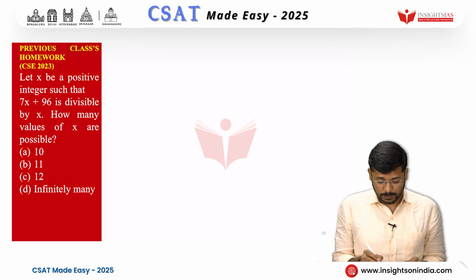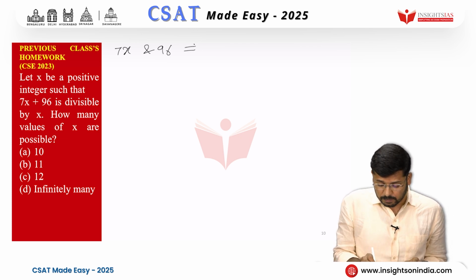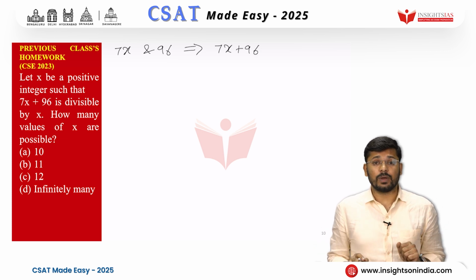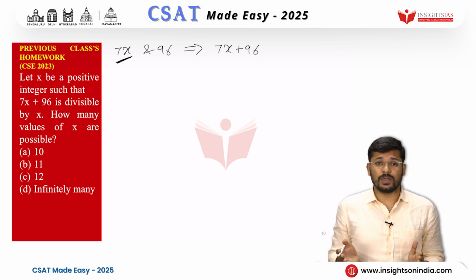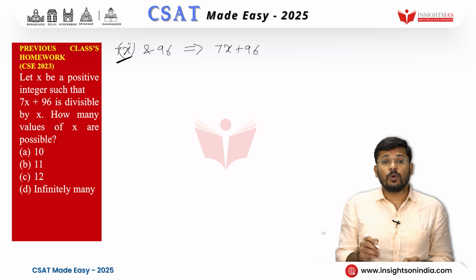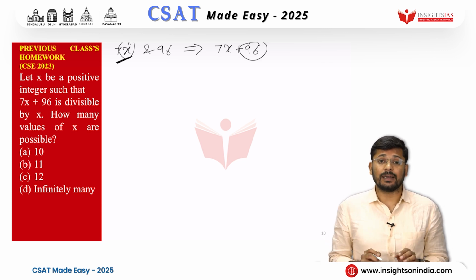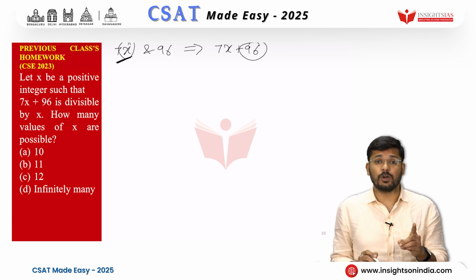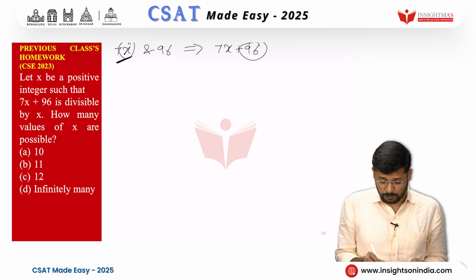Now we know that this question is based on the concept that if 7x and 96 both are multiples of x, then their sum, that is 7x plus 96, would also be a multiple of x. We know that 7x has to be a multiple of x, right? Because there is x already here. So the condition that we need is for 96 to be a multiple of x. If 96 is a multiple of x, it means that x is a factor of 96. We shall see how many factors 96 has.